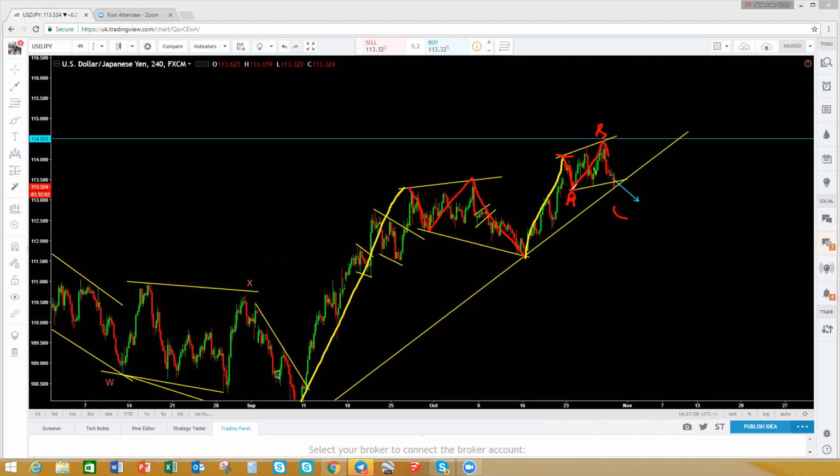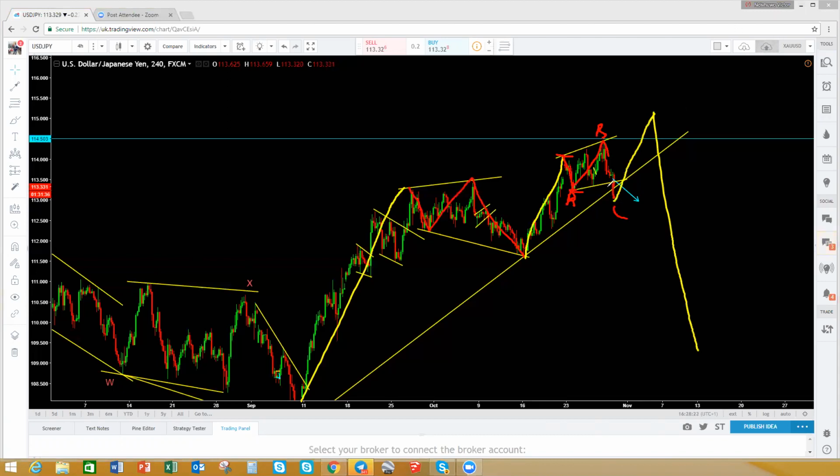So there's a possibility that this can just come here and take the A, and then after taking the A, we continue with the impulse before we go down. Okay, so this is a possibility. There's a possibility that you get this move to the upside first. But how will you know how to trade this?